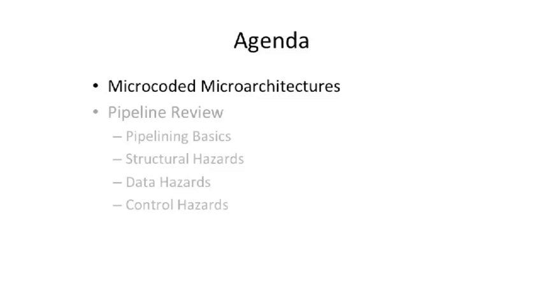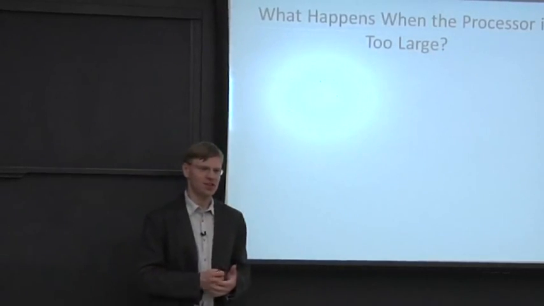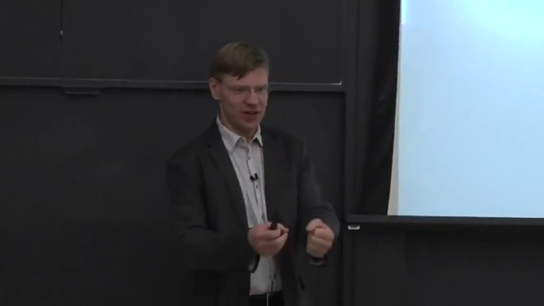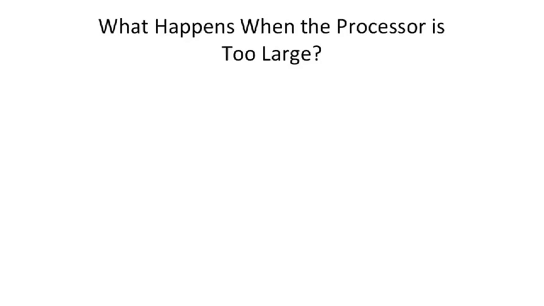Okay, so let's start off by talking about microcoded microarchitectures. One of the big problems is you're going along. This is a problem that happened back when processors were first being designed, and you couldn't fit a lot of the processor in a room, let alone, nowadays, on a chip. But one of the questions that comes up is, what happens when the processor is just too large to fit in a room or fit in a chip? How do you go about solving this?